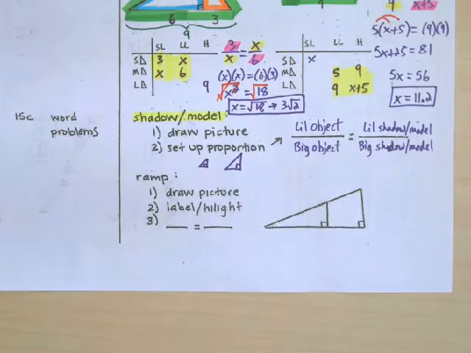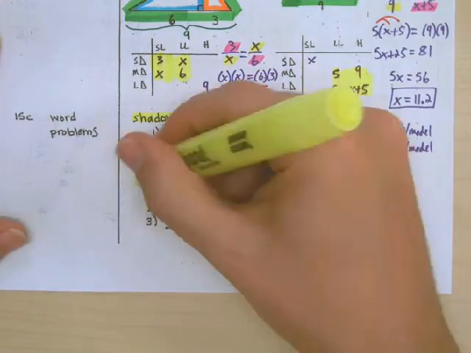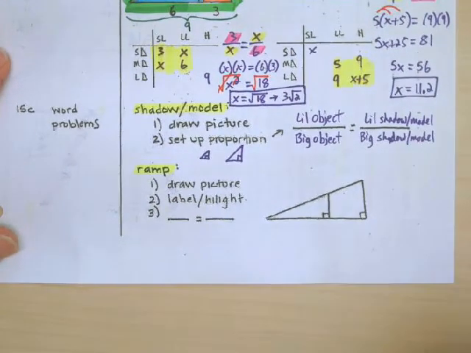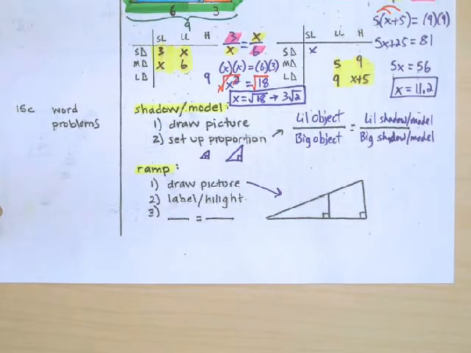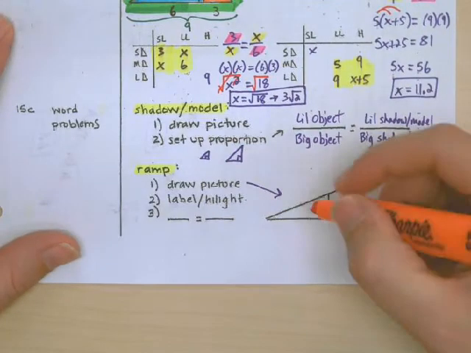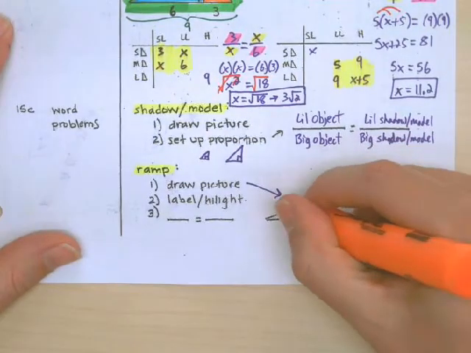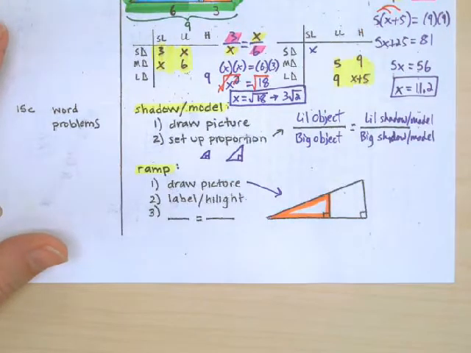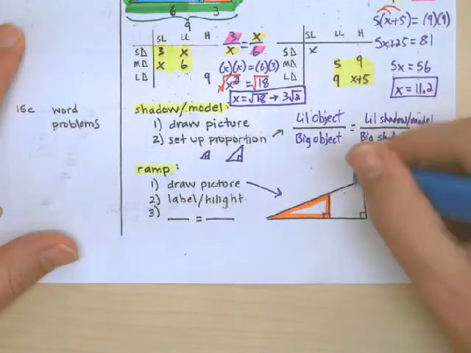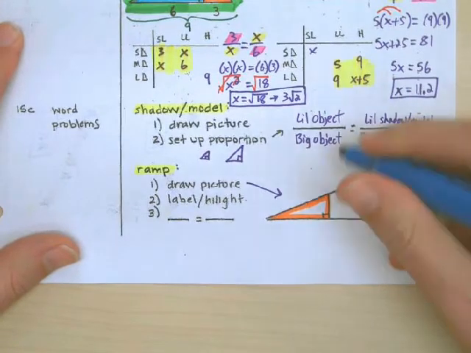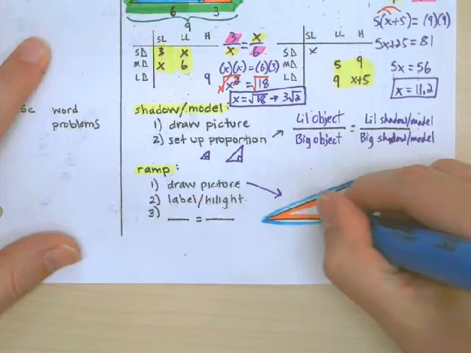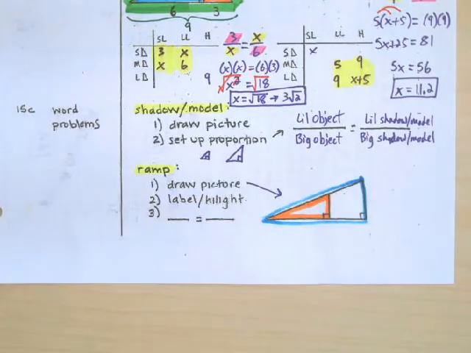The second kind of word problem is called the ramp problem. So the first step is to draw a picture. And here's what a good picture for a ramp problem might look like. There are two triangles pictured here. There's the first triangle. And there's the second.